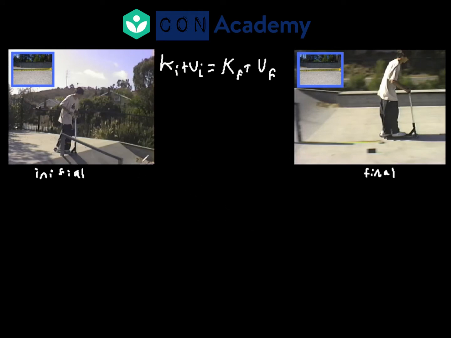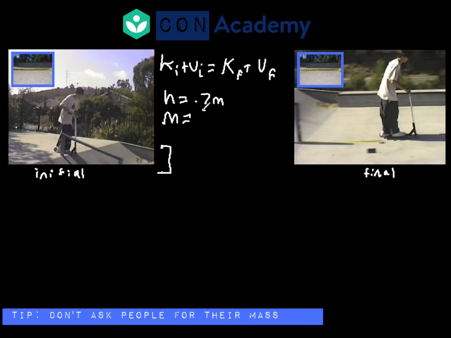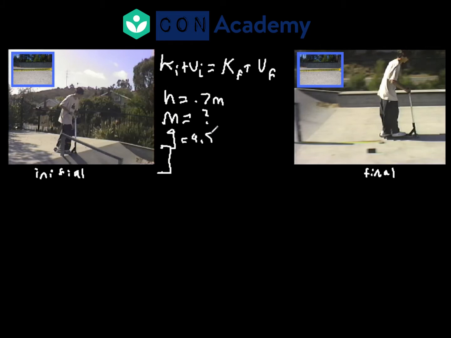Let's start with what we know. We know that the height of our ramp is 0.7 meters. I was able to measure. Sadly, I was not able to get the skater's mass. I didn't ask him, hey, what's your mass? Like, you know, in kilograms preferably. He didn't tell me, so we don't know that. But we do know that gravity is 9.8 meters per second squared.